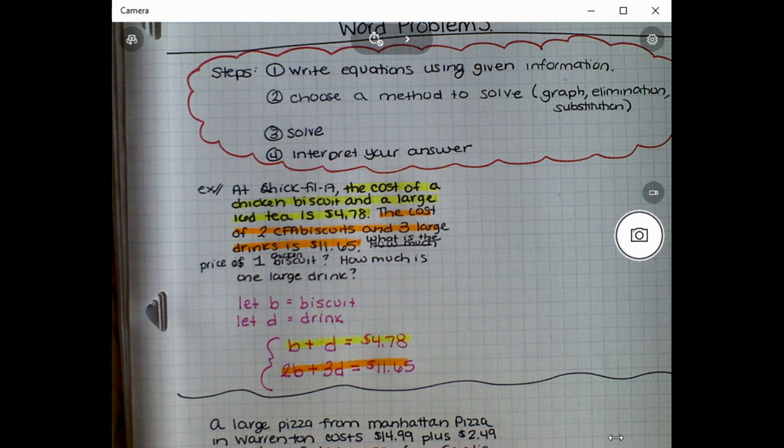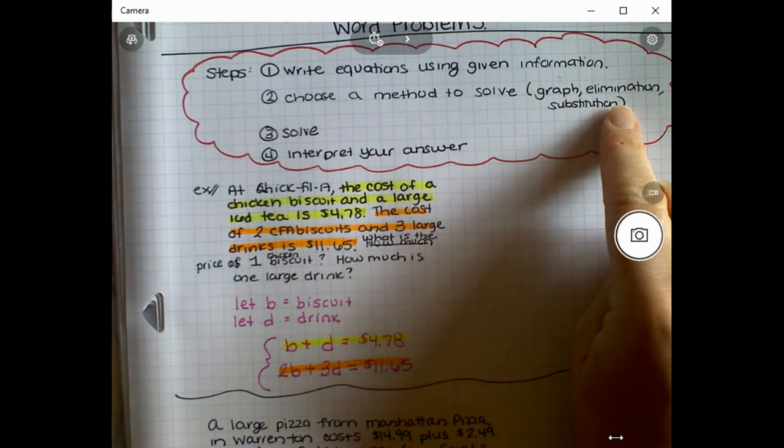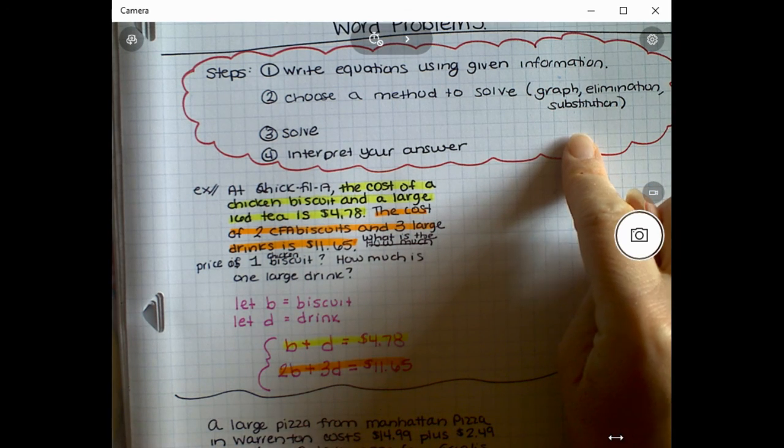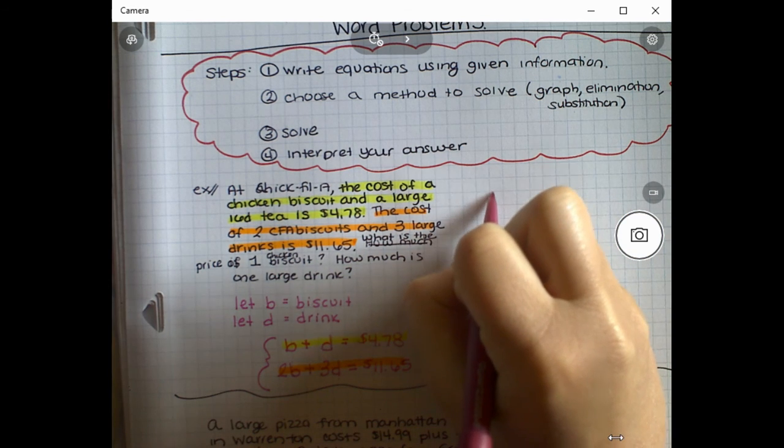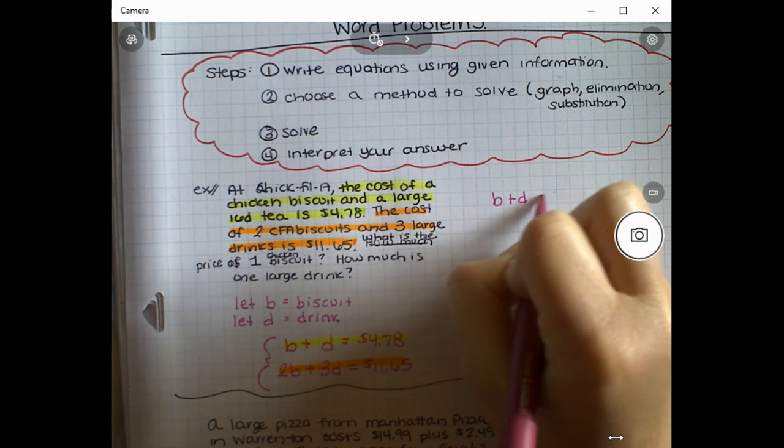Now we need to decide the best way to solve this. You can choose graph, elimination, or substitution. For me, when I look at this, I would like to do the elimination style. I love the elimination style, but you really get to choose. But for me, I'm going to model elimination.